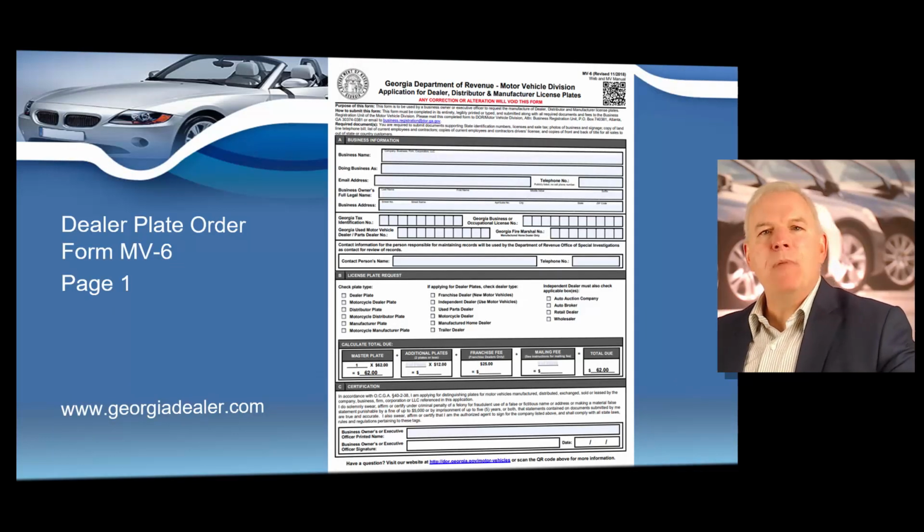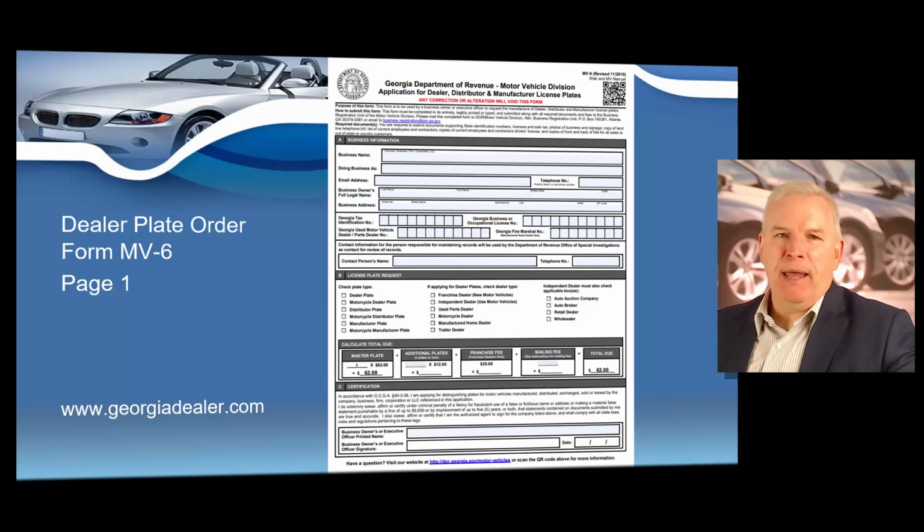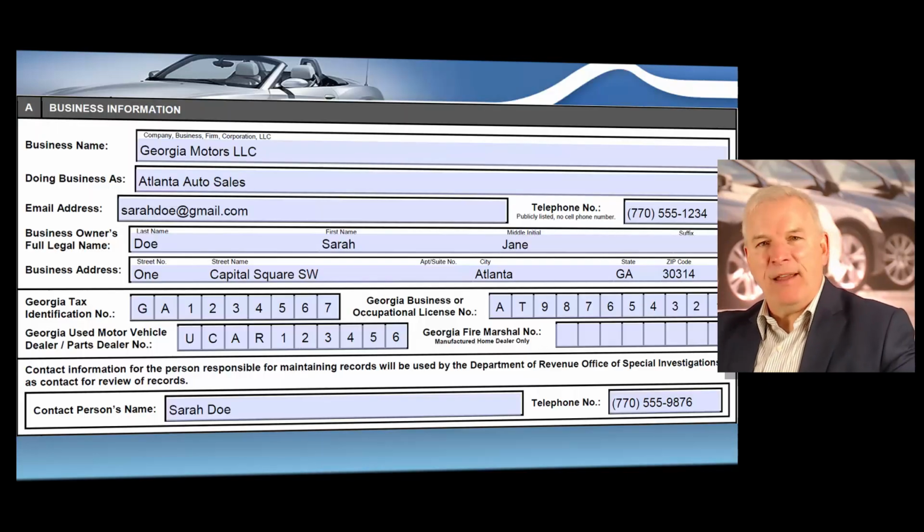Next, I want to show you your dealer plate order form. This form is known as Form MV-6, and you must complete it to order dealer license plates. And by the way, we have a whole section on how to legally use your dealer license plates later in the course because the board does have strict regulations that you have to follow when it comes to dealer license plate usage. Let's go ahead and magnify this form so you can see it a little bit easier. Once again, this is your dealer license plate order form.